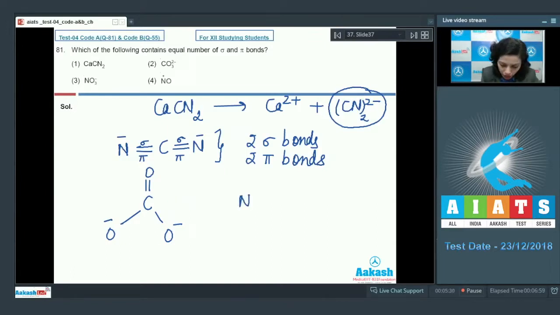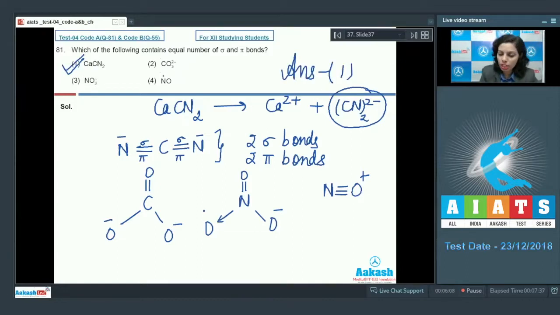Now if we talk about NO3 negative ion, this is also of this type. In this case also sigma and pi bonds are not equal. While if we talk about this nitronium ion, in this case bond order is 3 and the same number of pi bonds and sigma bonds are not present. If you look at the structure, 1 sigma and 2 pi bonds are present. That's why equal number of sigma and pi bonds are present only in case of CaCN2, and I will choose it as my correct answer.